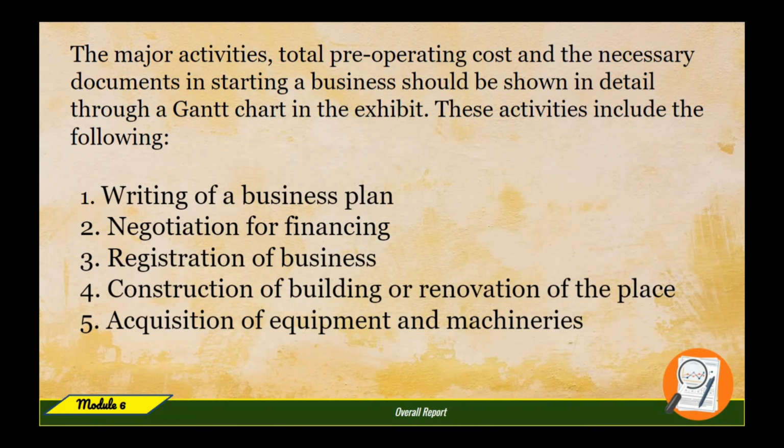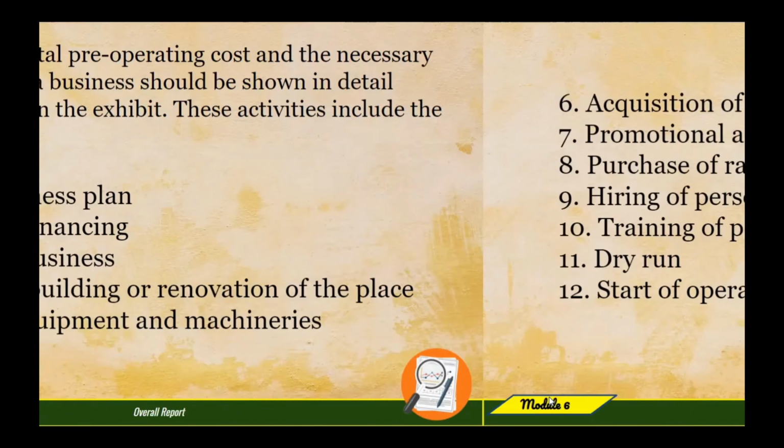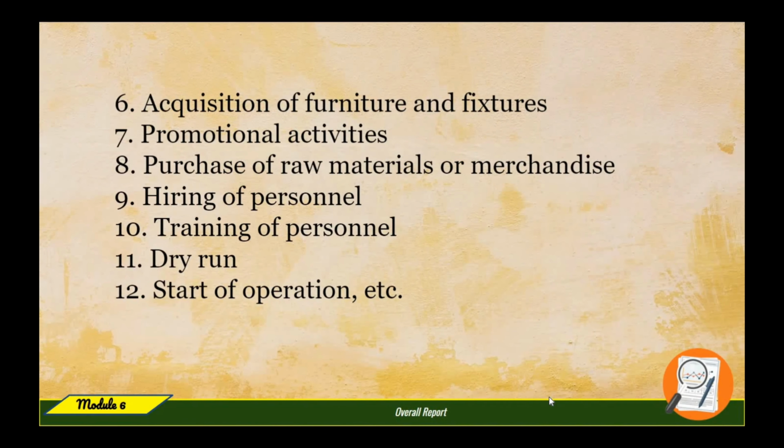Then the fourth one is construction of building or renovation of the place. Okay? So, number five, acquisition of equipment and machineries. Okay? You need to identify what are the equipment and machineries that you need for the implementation of your business. That's number five activity. Then for number six, we have acquisition of furnitures and fixtures. Okay? So, what are the furnitures and fixtures that you need for your business implementation? You need to identify that.